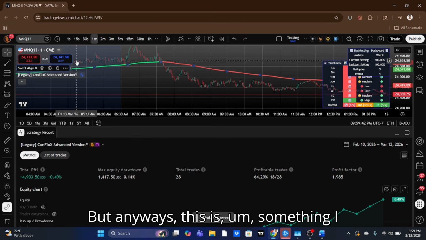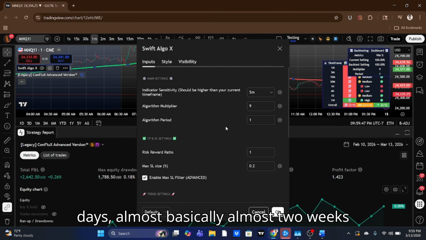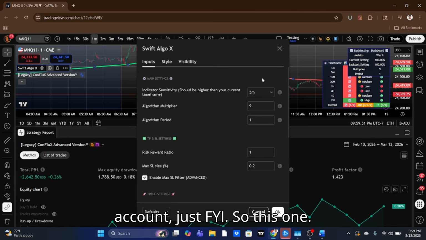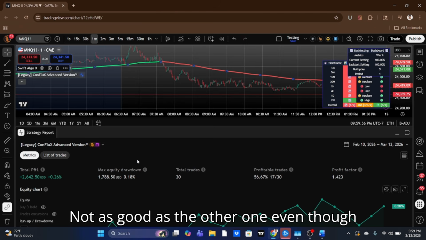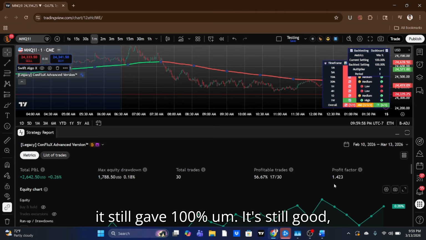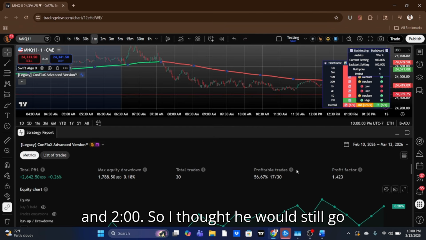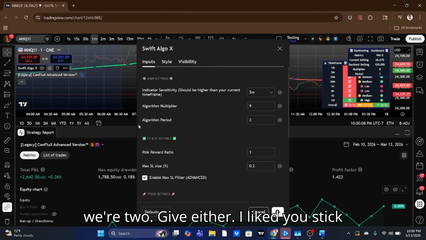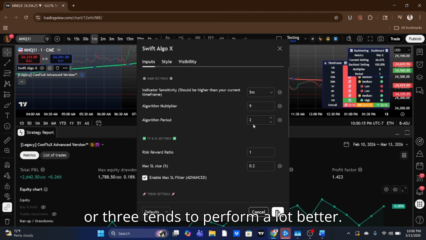But anyways, this is something I forgot to mention. It took about 12 days, basically almost 2 weeks for it to actually pass my Eval account, just FYI. So this one, not as good as the other one, even though it still gave 100%. It's still good, but it just wasn't as good as the 8 and 2. So I thought we would still go with the 8 and 2. Let's see, what would 2 give? With the period, I like to stick between 1 to 3. I find 1 or 2 or 3 tends to perform a lot better.